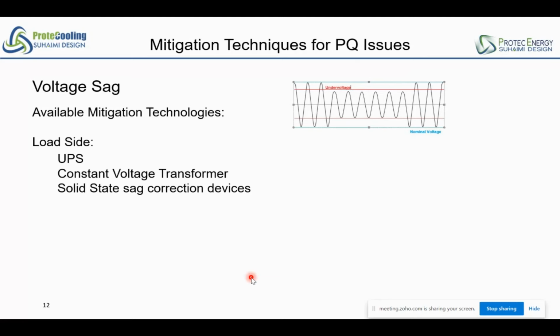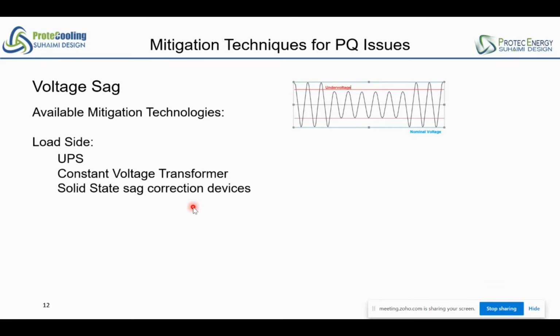And then we have solid state sag correction devices. These are basically static devices where, in some cases, capacitors are used as energy storage to give the desired voltage when there is a sag. In some cases, batteries can be used. But the most important thing is how fast the switching mechanism is for these solid state correction devices, because it should detect the sag at an early stage and compensate by giving additional energy.